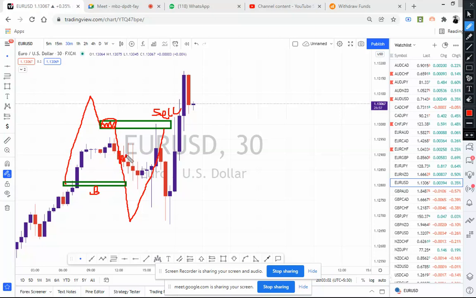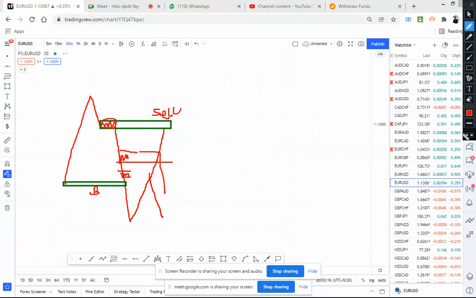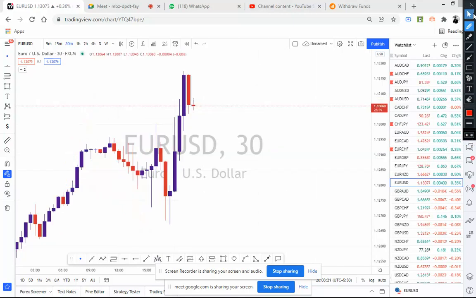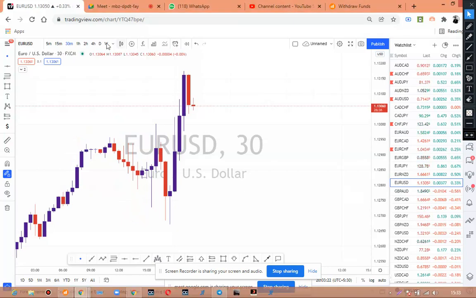The supply zone can be somewhere here. It can be somewhere a little bit above. Just watch out for anywhere the supply zone is waiting. So you can place a sell trade around here or here. It depends on how the structure of the market falls. So what I'm going to do now, I'm going to switch to the weekly time frame.